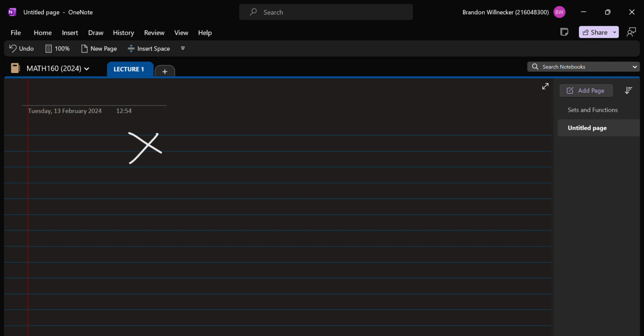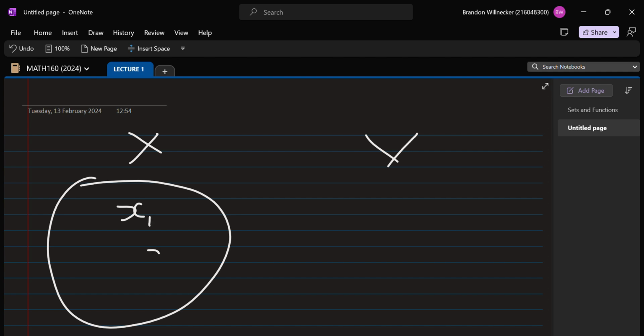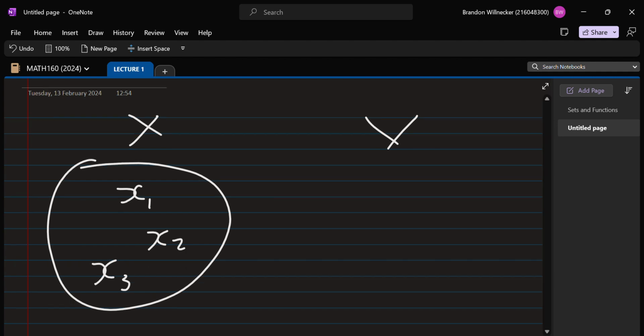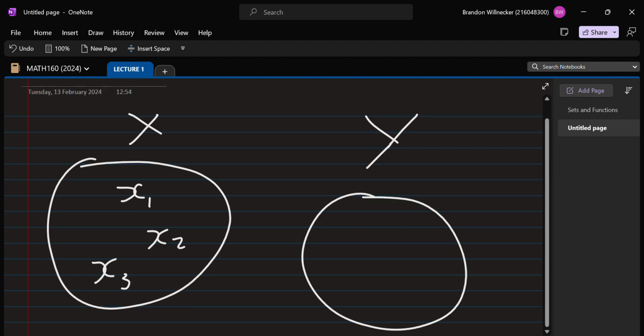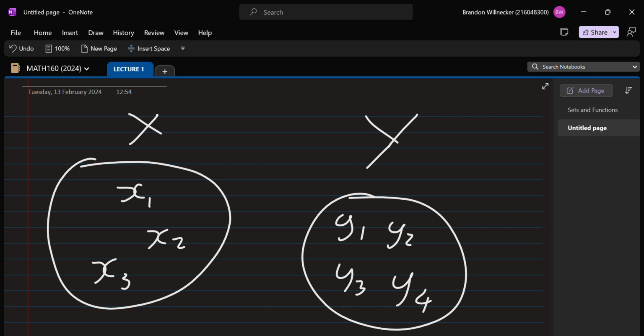Let's say we've got a set X and a set Y. X contains some elements. Let's call them X1, X2, and X3. Could be a finite set, could be an infinite set, doesn't matter. It's a set, we know what a set is. Set Y, sorry, that's a Y, not a V. Y1, Y2, Y3, Y4. Y is another set, unrelated to X, just another set. Could be a finite set, could be an infinite set, whatever set. So what do we mean by a mapping between sets?